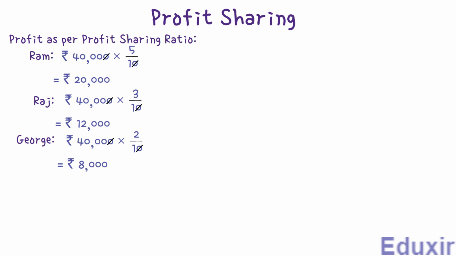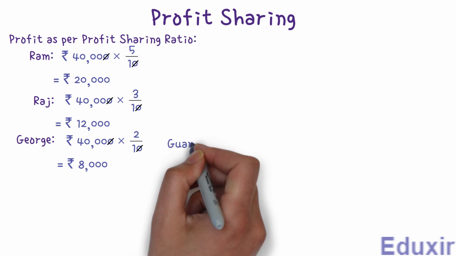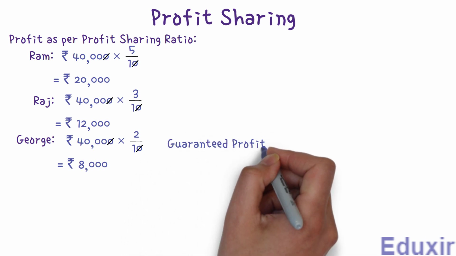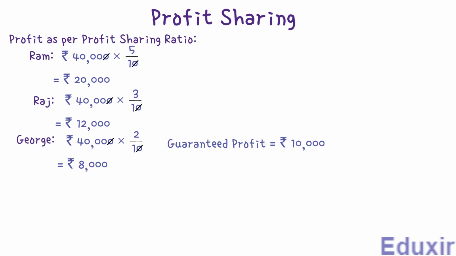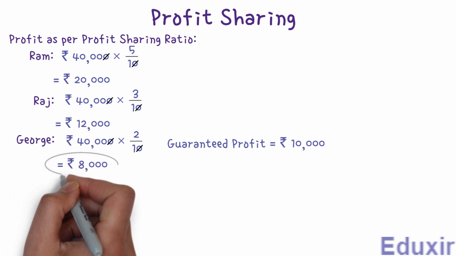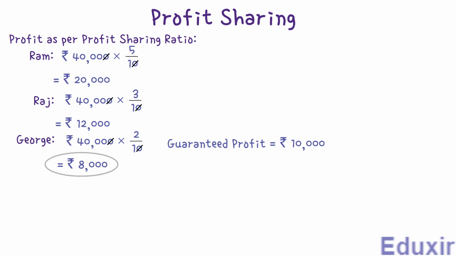This is the share of profit for the partner George. But it is given in the problem that the partner George should get a guaranteed profit amount of 10,000 rupees. But as per the profit sharing ratio, we are getting his share of profit as 8,000 rupees. Now, this 8,000 rupees is less than 10,000 rupees, right? So, we need to find the difference and adjust it from the share of profit of other partners.